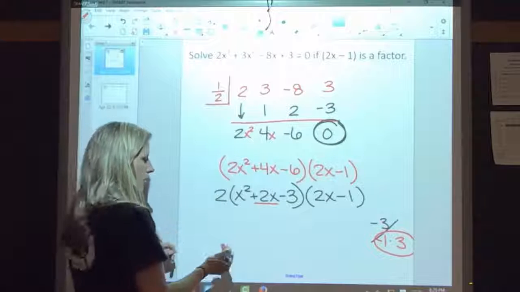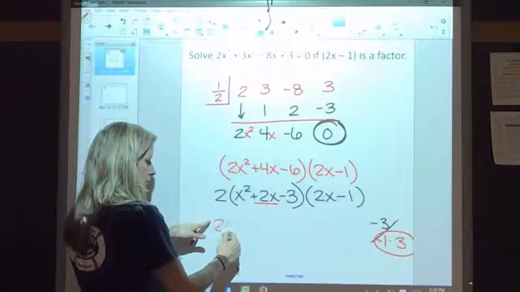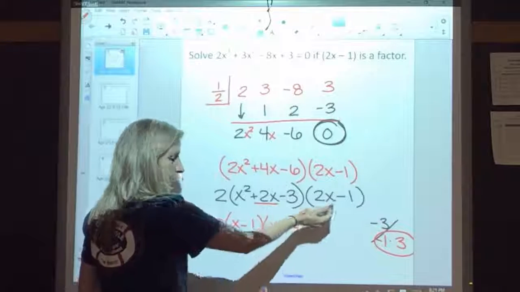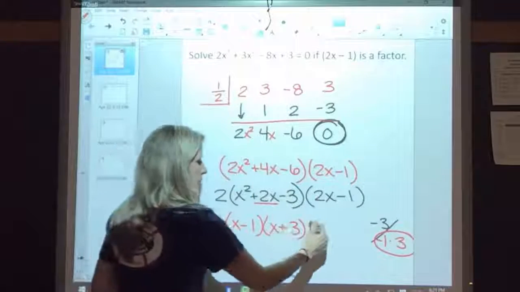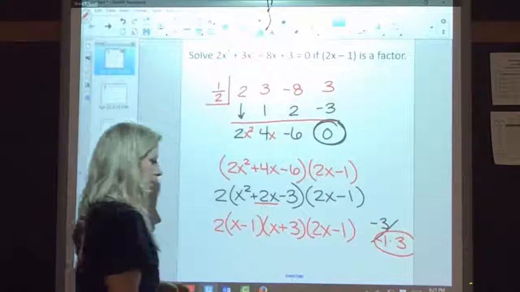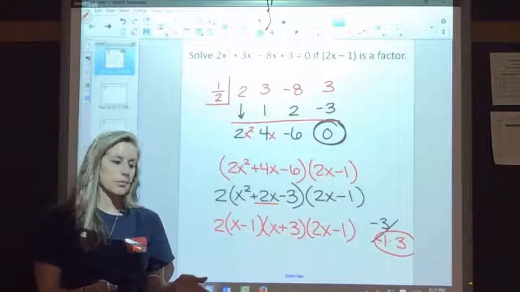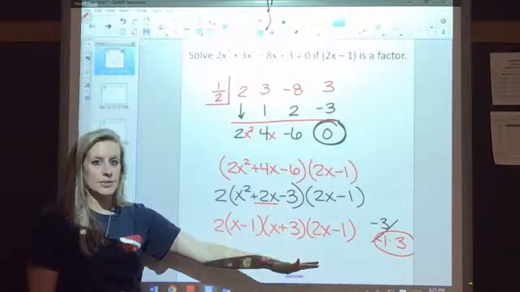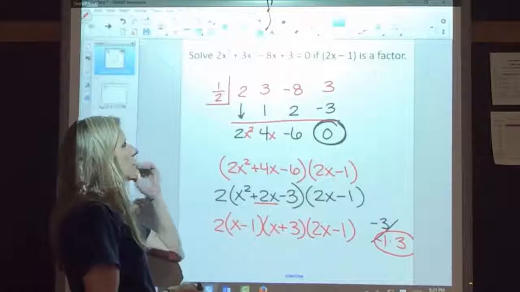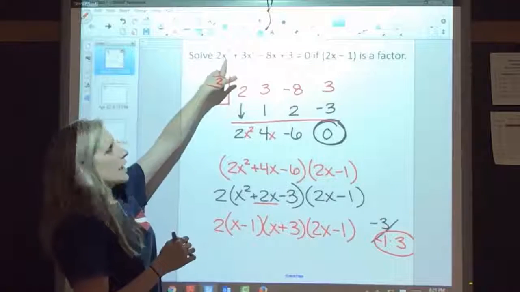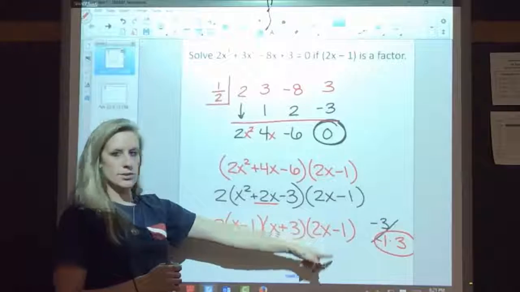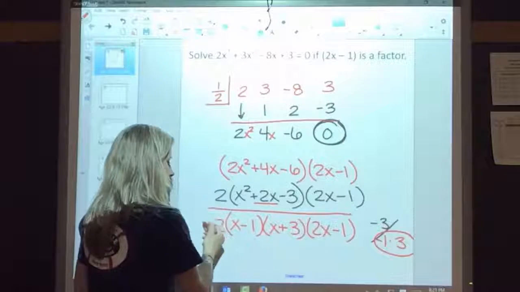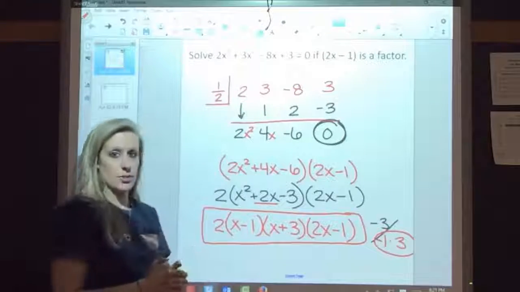So I'm going to bring down the 2, and I'm going to have x minus 1, x plus 3, and I'm going to rewrite my factor that they gave me, 2x minus 1. So now it's in factored form. See how I have an x in each factor? It shouldn't be greater than x. And here's a little rule of thumb. If you have x cubed, you should have 3 factors, 3 sets of x's. So I want to see your answer in factored form.